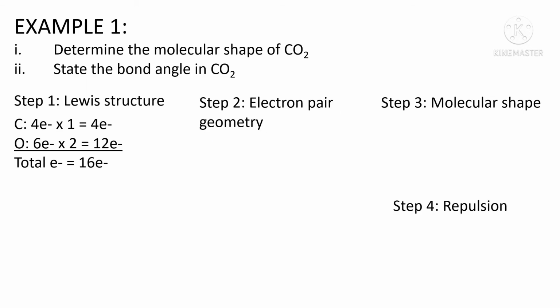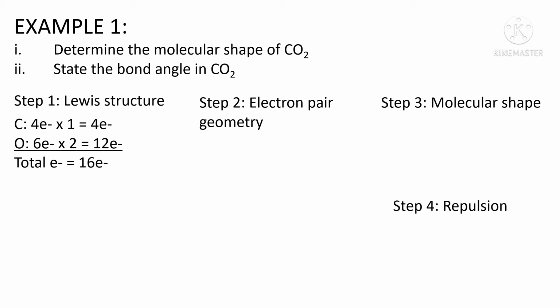Now we move on to look at the examples on how to determine the molecular shape of a molecule. In example 1, we want to determine the molecular shape of carbon dioxide and state the bond angle in carbon dioxide. To do this, there are 4 steps to follow. First, we need to draw the Lewis structure, and step number 2, we determine the electron pair geometry or basic molecular shape. And then we draw the molecular shape, and step number 4, we determine the type of repulsion and also the bond angle. So step number 1, draw the Lewis structure.